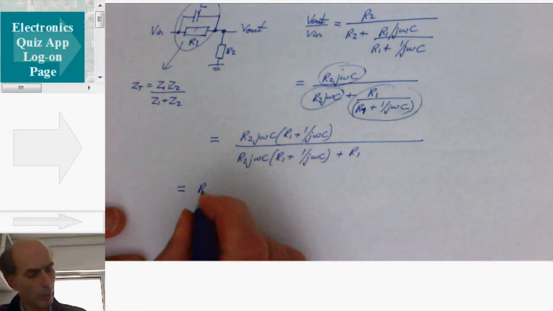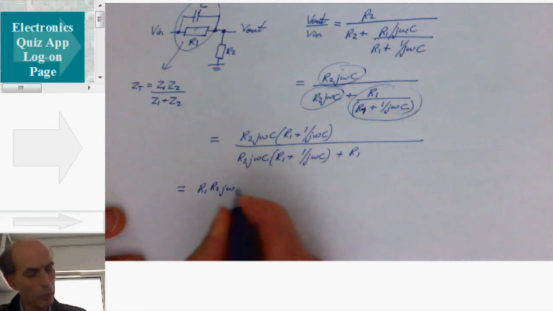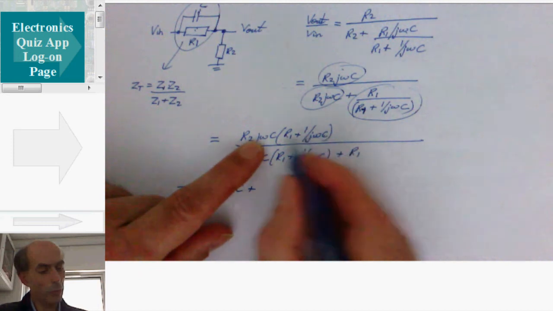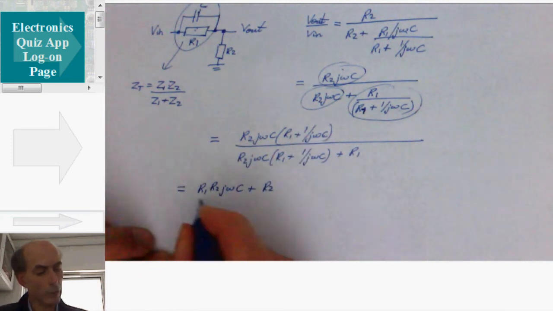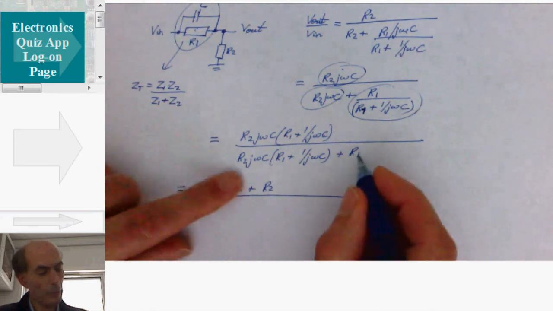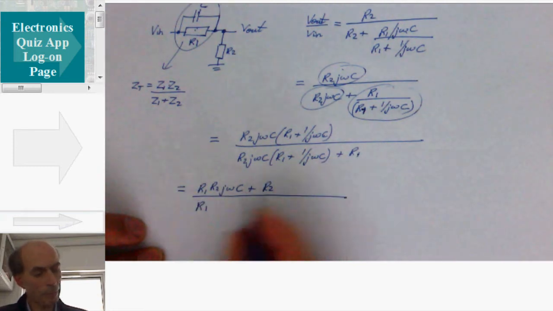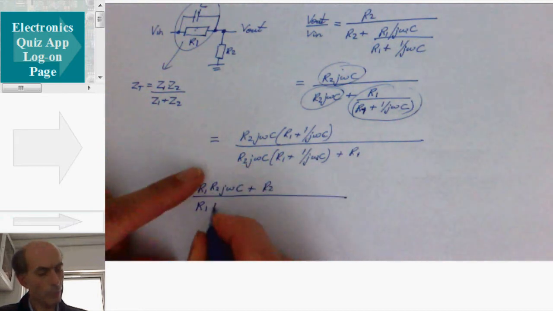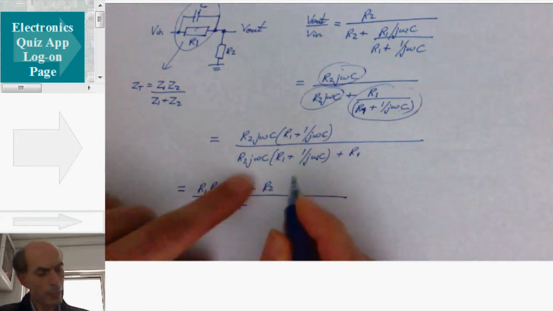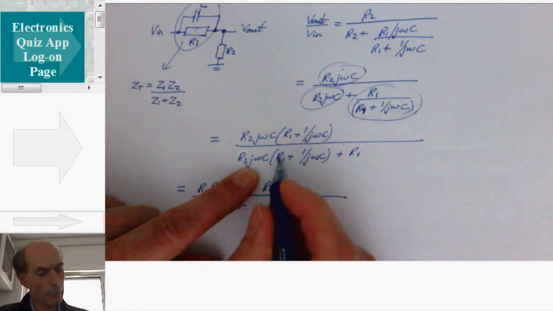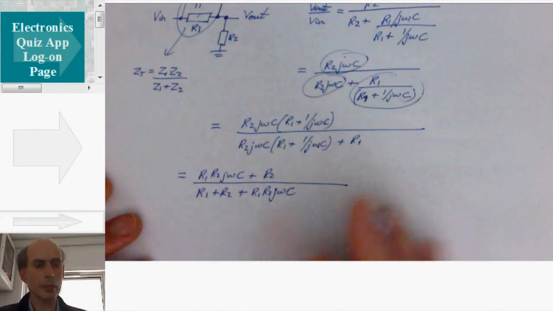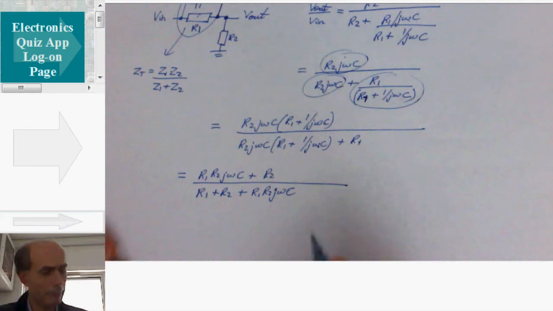Multiply those out. That would give me R1 R2 j omega C plus, well, this times this, the j omega C's would cancel and I would just get R2. On the bottom we'd have the R1 there. This term times this term here would just be R2, and this term times this term would be R1 times R2 times j omega C. There's an easier way to do that, but as long as you get to the answer, that's fine.